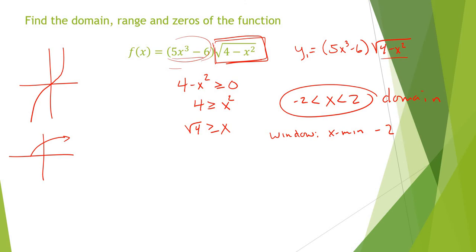Okay, so let's make it negative 3, and let's make our x max positive 3. And then we need to figure out our y min and our y max. Now, if this is close to 0, then we should be able to figure out something about our y min and y max.